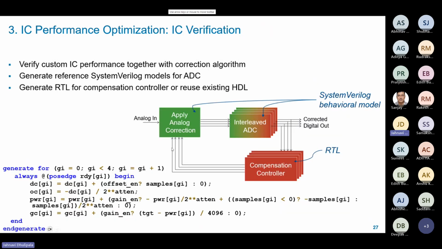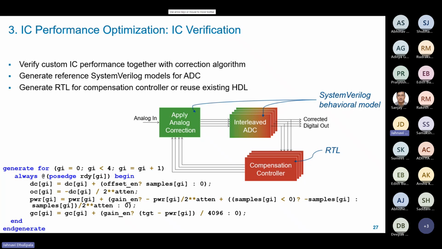So the final step, as we saw, first step is modeling, second step is adding the correction algorithm, and the third step is ensuring whether the IC is achieving the results. For this, we ideally call this verification. The verification would be occurring at the transistor level, but that often takes too much time. So instead, a final verification can be done once the design is complete.